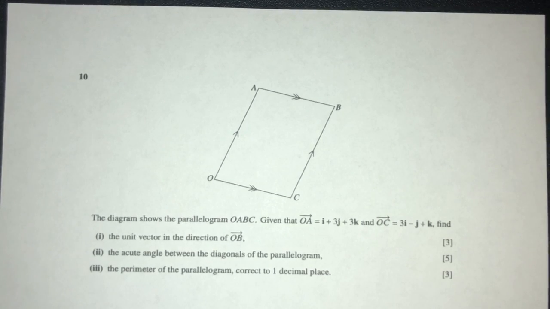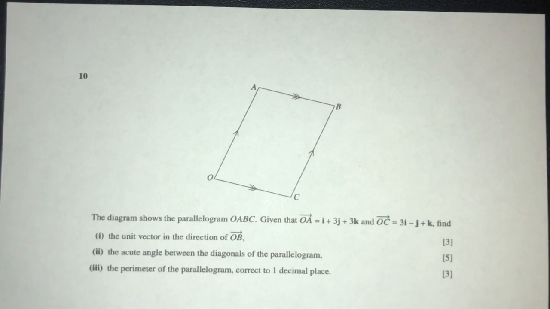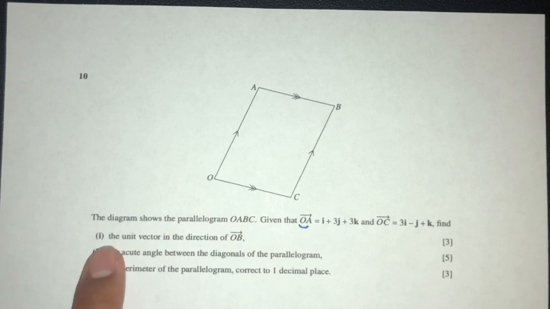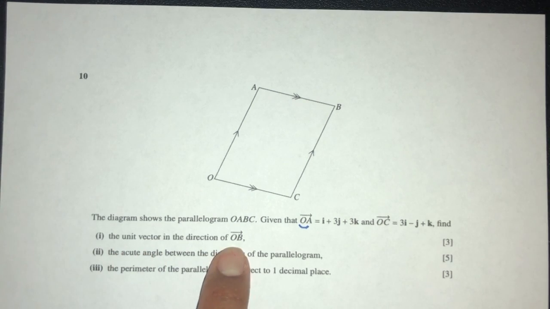The diagram shows a parallelogram OABC. So OABC, okay, as you can see here. Now, given that OA is given to you by i plus 3j plus 3k, this one, okay, that's the one, and then OC is this one, okay. Here, part 1, we have to find a unit vector in the direction of OB. So to find this, we must first find OB.